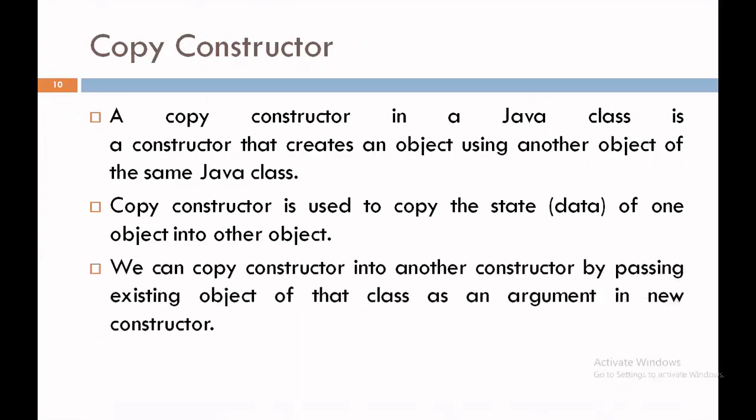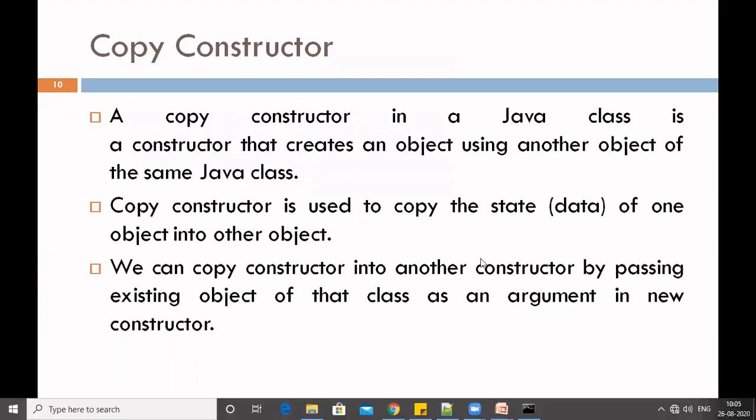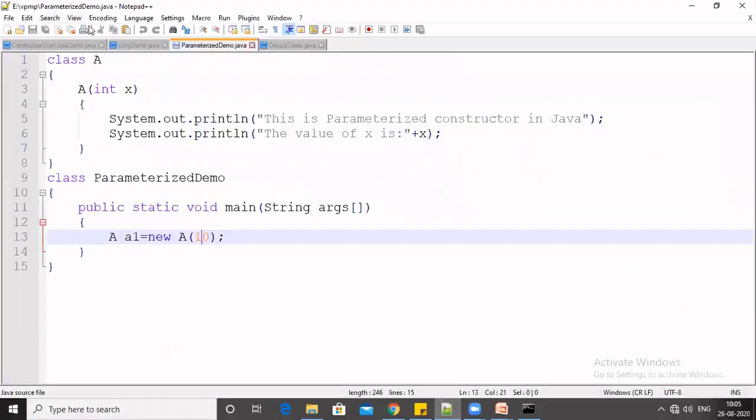Or we can copy into another constructor by passing an existing object of that class as an argument in a new constructor. So this is about the copy constructor in Java. In short, the copy constructor is used to copy the data of one object into another object. Let's see the example of copy constructor.